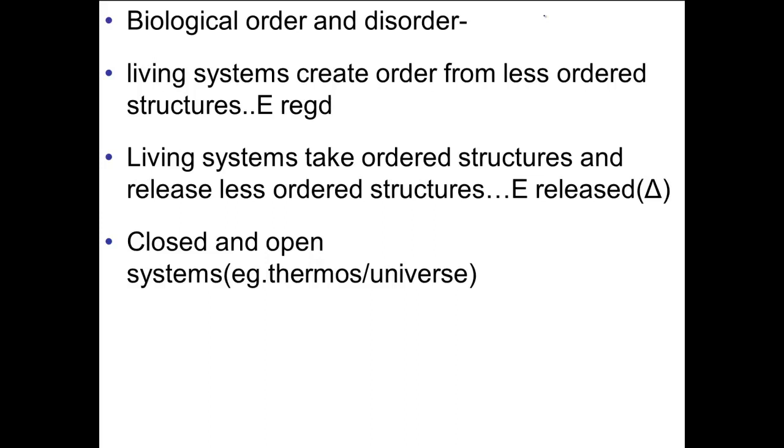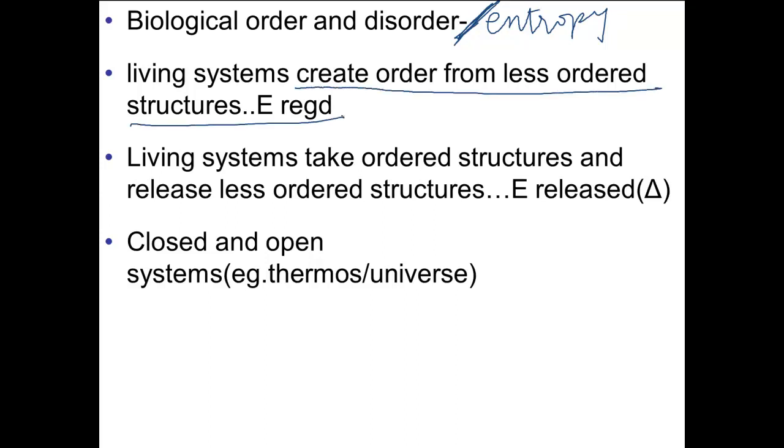I had briefly mentioned something about order and disorder when I was talking about entropy of the universe, right? Now, there are two things that living systems do. They create order from less ordered structures, and for this, energy is required. They take ordered structures and release less ordered structures, and release energy from this. The next page, probably I can put together what I'm talking about.